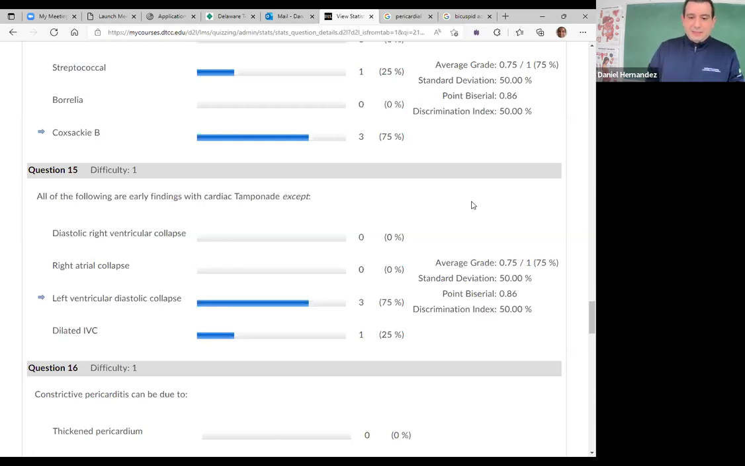We'll typically see dilated IVC before any sort of left-sided issues, because that right side of the heart is hemodynamically compromised, and things are starting to back up. So we'll wind up with dilatation of IVC long before we start developing this LV diastolic collapse.